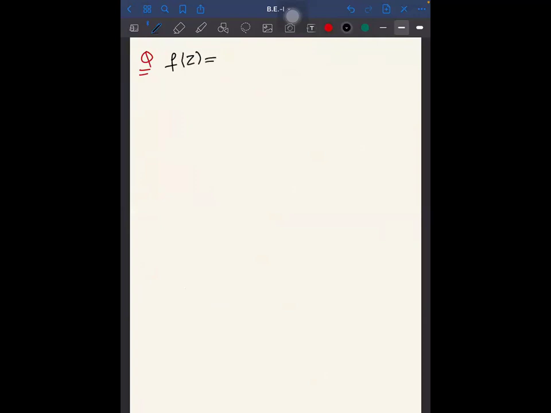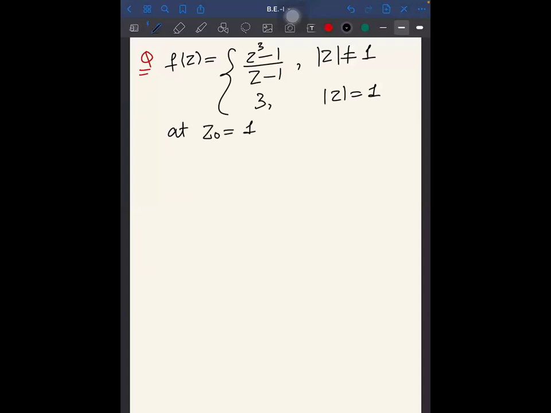f(z) is equal to z cube minus 1 upon z minus 1 when mod z is not equal to 1, and 3 if mod z is equal to 1. So you need to check the continuity at z naught equal to 1, right?